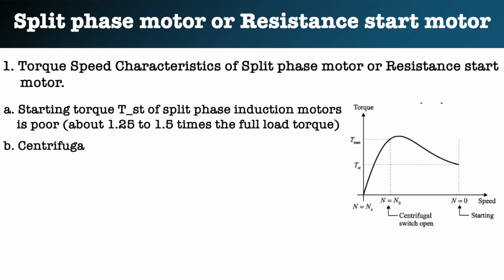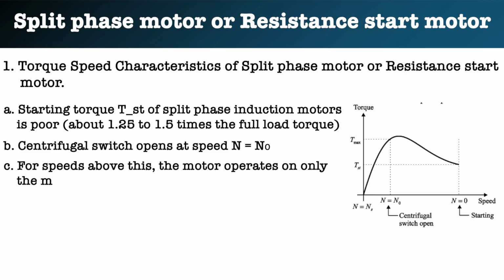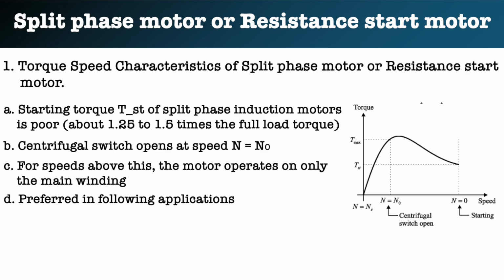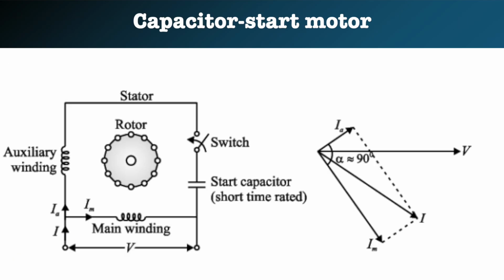The centrifugal switch opens at a speed n equal to n naught, and for speeds above this the motor operates only on the main winding. The starting torque is proportional to the angle alpha. These motors have a poor starting torque and they are preferred in applications such as fans, blowers and centrifugal pumps. Capacitor start motor is a very simple one.